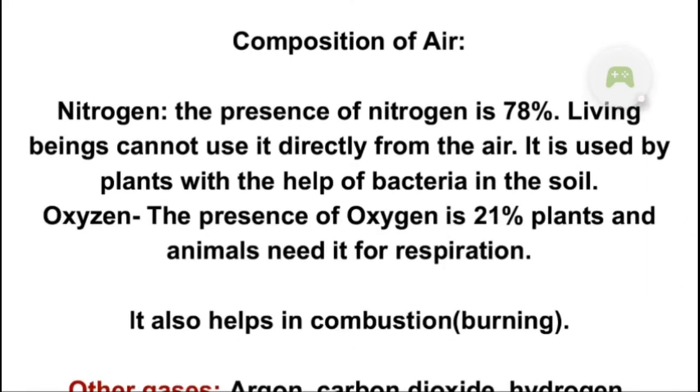Now let us talk about oxygen. The presence of oxygen is 21%. Plants and animals need it for respiration. Students, do you know what is the main life-supporting component of air? Oxygen. Students, without oxygen, we cannot live, and other animals also cannot live. How much percentage of oxygen is present in the air? 21%. And oxygen is a very essential component of air for plants and animals, that you remember.